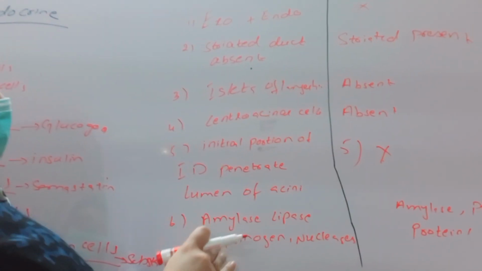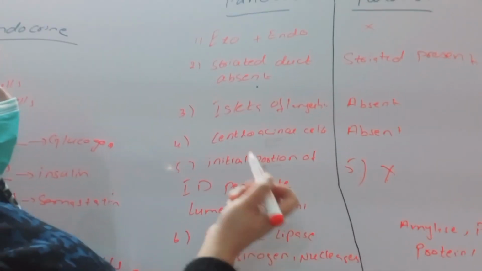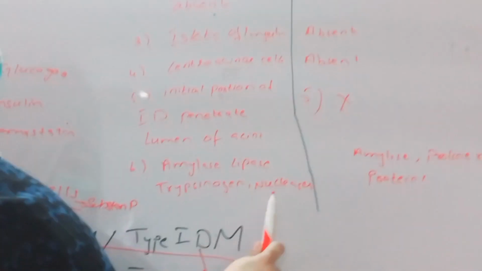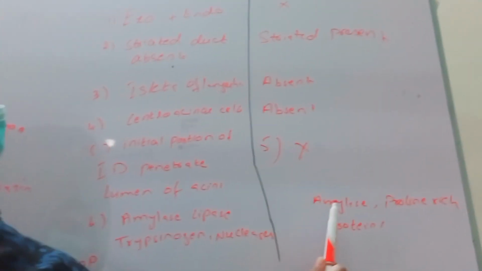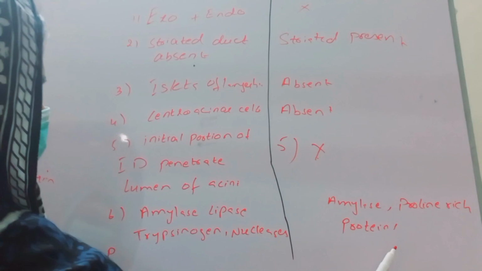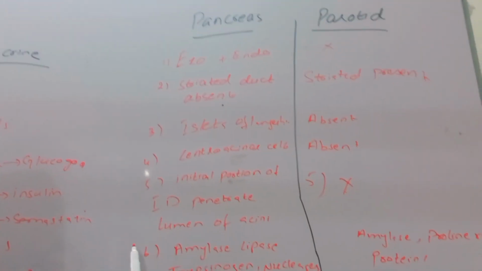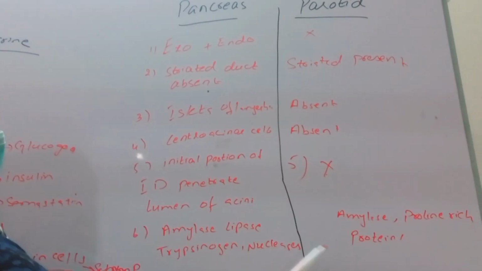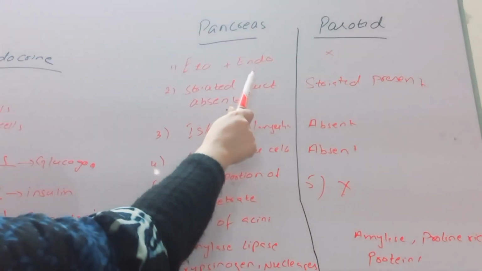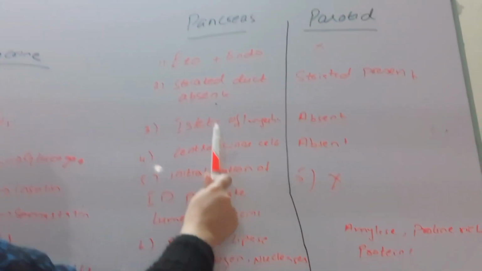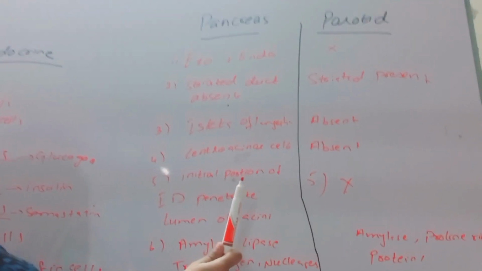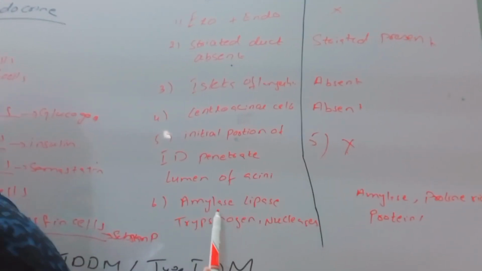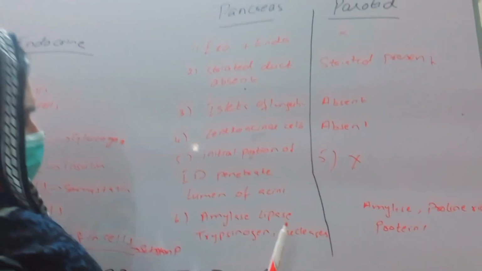Then the difference about the secretions of both glands. In the pancreas, the secretions are amylase, lipase, trypsinogen and nucleases, while in the parotid gland, the secretions are amylase and proline-rich proteins. So these are the six differences between the pancreas and the parotid gland. You should keep them in mind because they can be asked. First, the exocrine and endocrine portions, striated ducts absent, presence of islets of Langerhans, centroacinar cells, initial portion of intercalated duct penetrating the lumen of the acini, and the secretions, which are amylase, lipase, trypsinogen and nucleases.